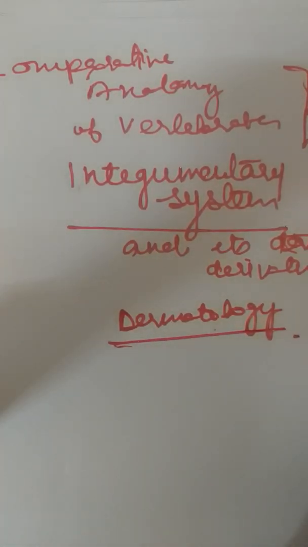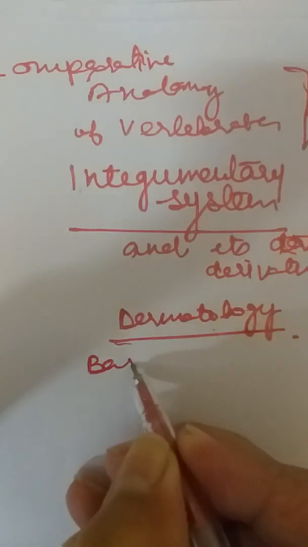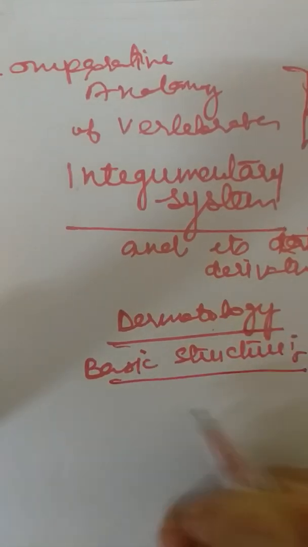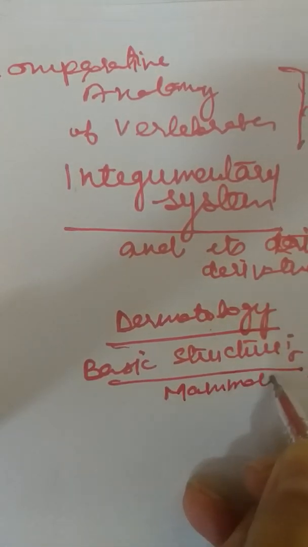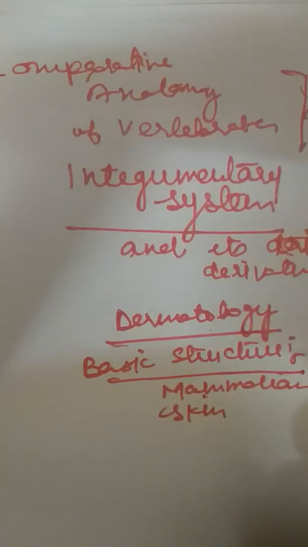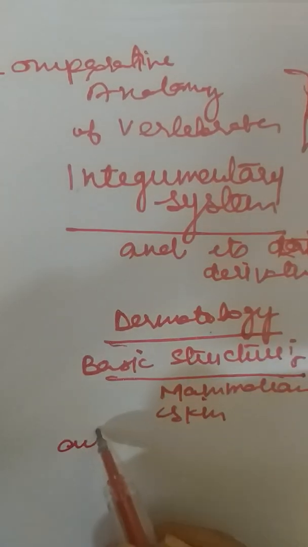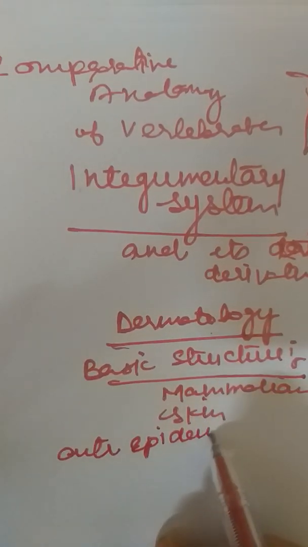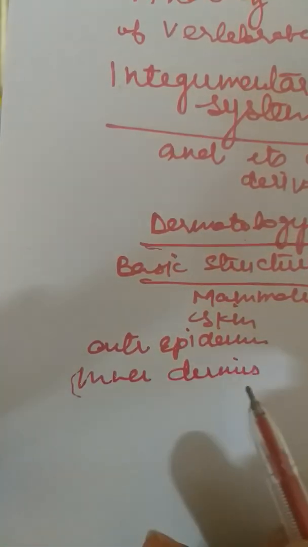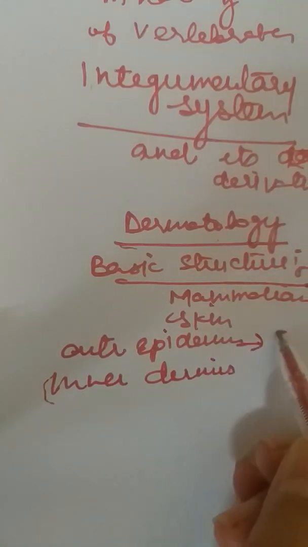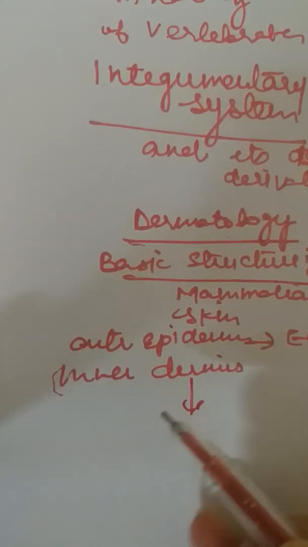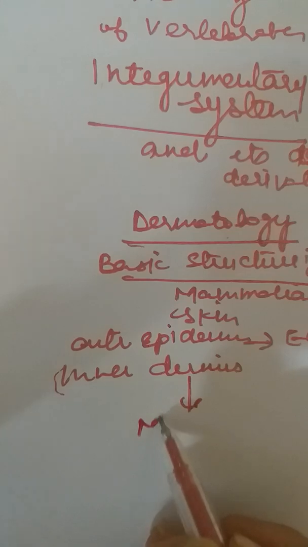We have already talked about the basic structure of the skin, which, when we study it, we take a typical example of mammalian skin. The mammalian skin itself is composed of two main tissues. The outer tissue is the epidermis and the inner tissue is the dermis. The outer tissue, epidermis, has its origin from ectoderm, whereas the dermis has its origin from mesoderm.